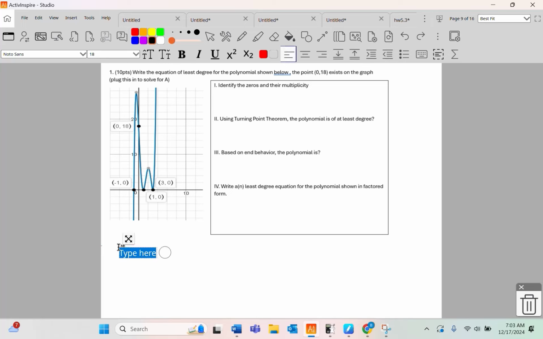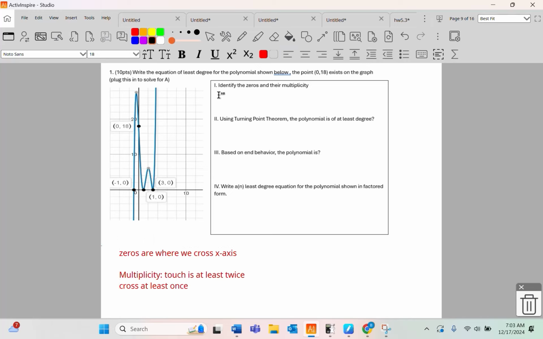Let's go ahead and write that out. Zeros are where we cross the x-axis. Now, as far as multiplicity goes, a touch is at least twice. Both start with a T. And a cross is at least once.